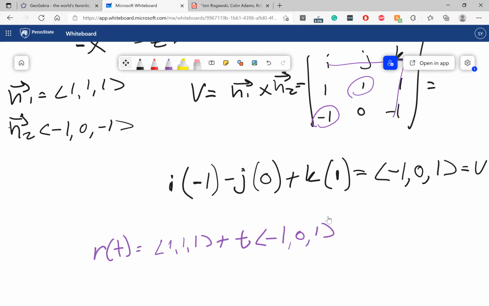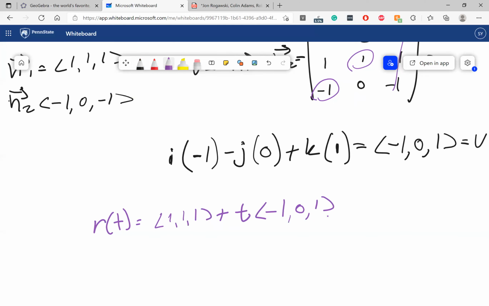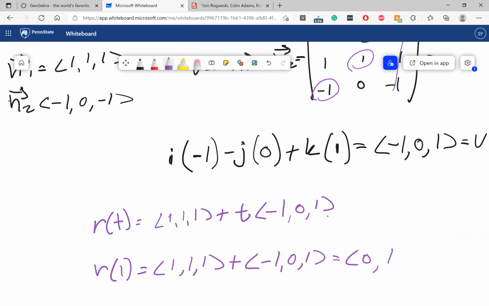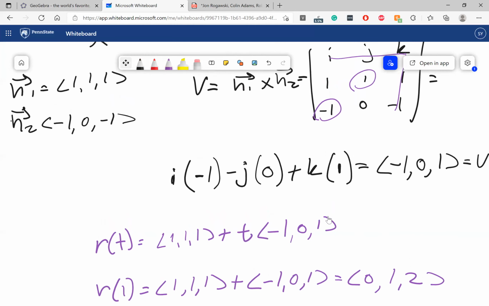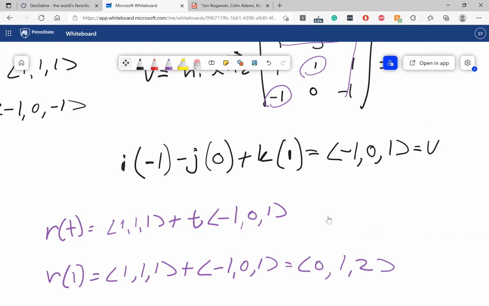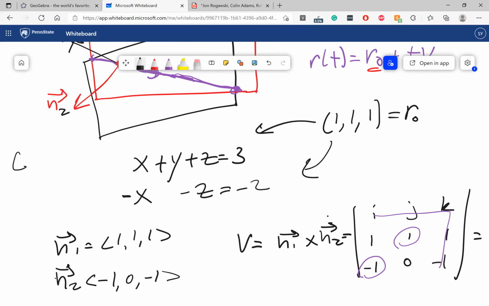Okay, let's try it for t equal to 1. What is r(1)? It's going to be (1, 1, 1) plus (-1, 0, 1), which is going to be (0, 1, 2). Is that in the planes? Yes, it is. 1 plus 2 is 3, so check for that. And negative 2, whatever, negative 2 is equal to negative 2, so it's in there. Any questions about this?